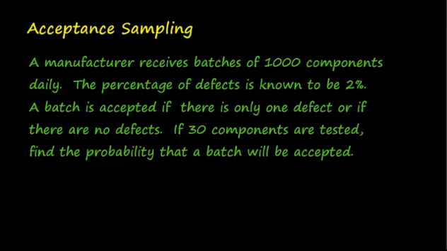A manufacturer receives batches of 1,000 components daily. The percentage of defects is known to be 2%. A batch is accepted if there is only one defect or if there are no defects. If 30 components are tested, find the probability that a batch will be accepted.